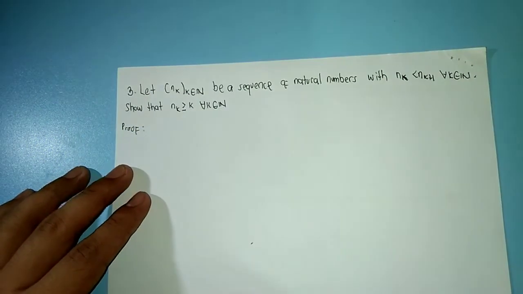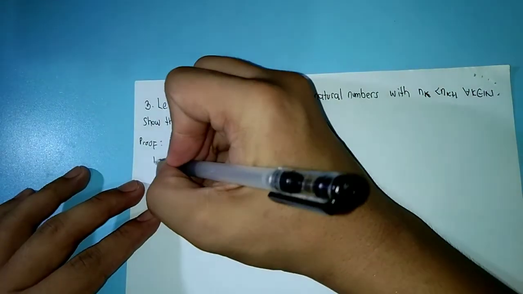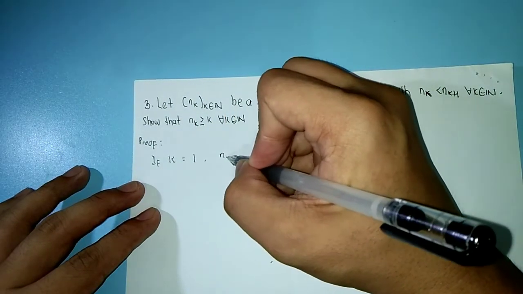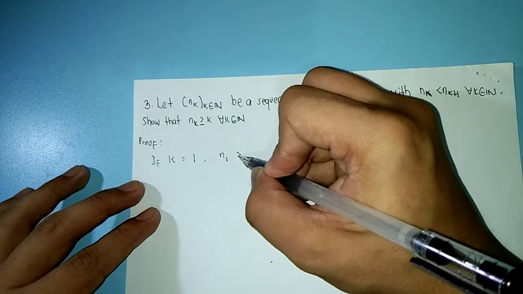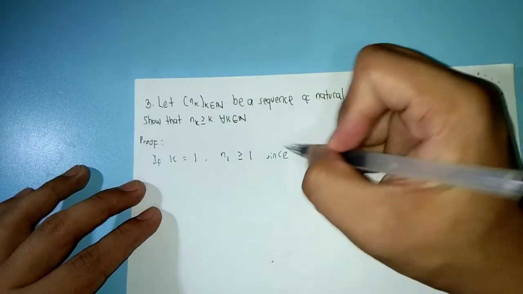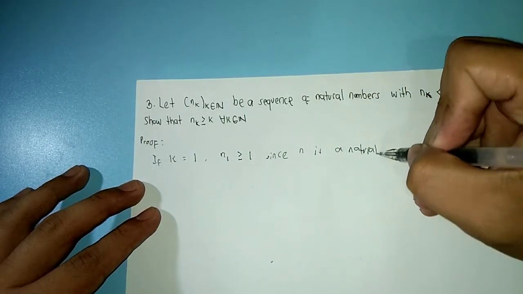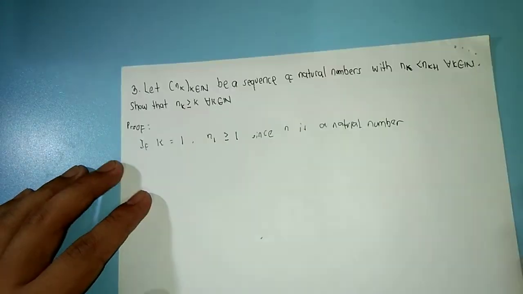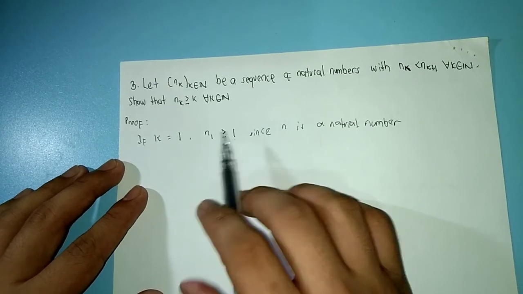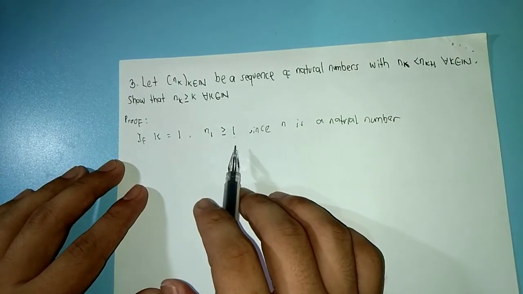so, gamitin natin dito yung idea ng mathematical induction. So, let's have verification first. If k is equal to 1, then n sub 1 is greater than or equal to 1 since yung ating n ay natural number. Is a natural number. So, napakadali lang ng ating verification. Okay, kasi sa natural number, ang pinakamababa ay 1. So, any natural number is always greater than or equal sa 1. So, this is true. Okay?